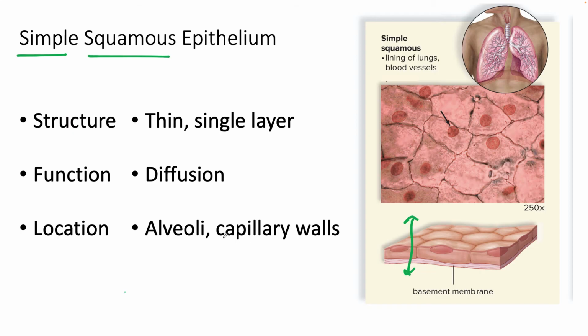And so again, if you know the structure of something, you can make some assumptions about what its function is. And if you know the structure and the function, you can think about, well, does that make sense that this is where you would find it? You're not going to find simple squamous epithelium covering the body because, if you rub up against a doorway, you've pretty much put a hole in your skin.